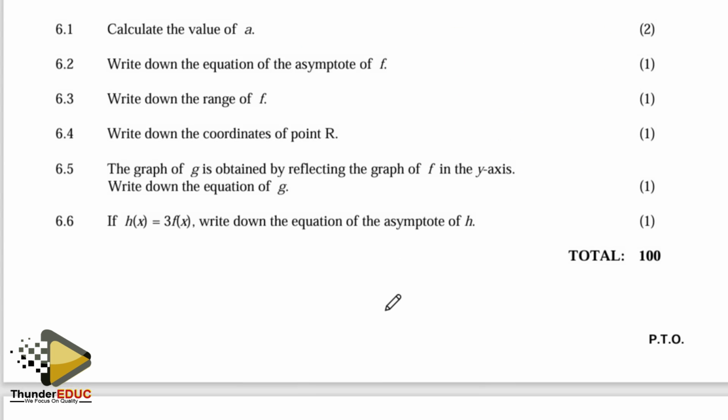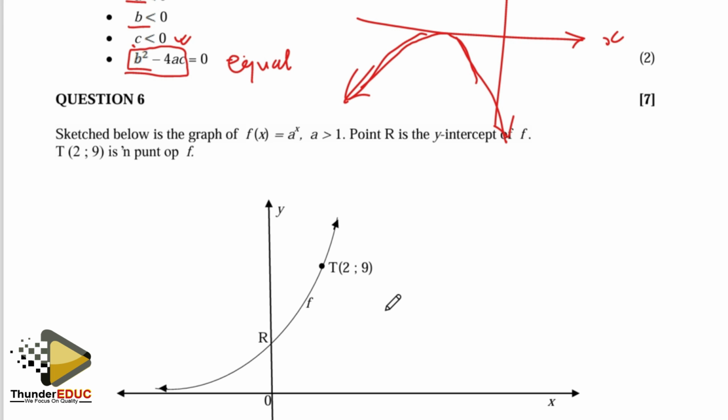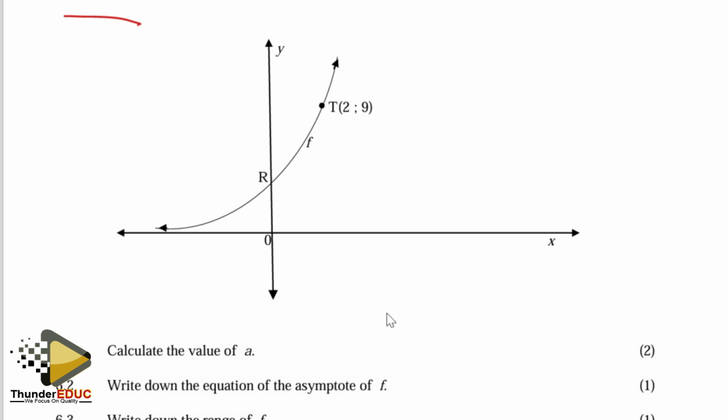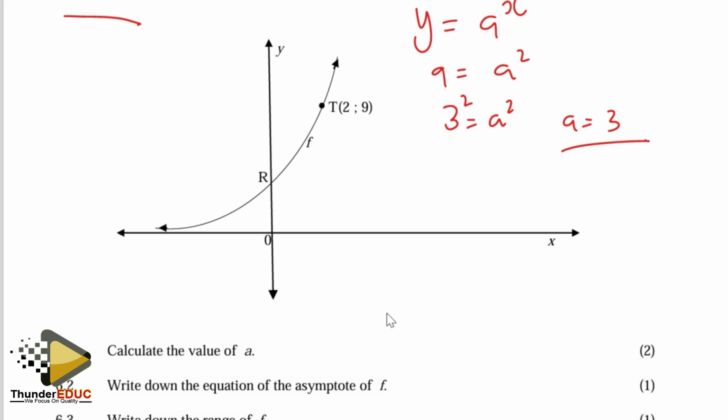Question number 6, which is the last one, telling us to sketch below, is f of x, which is a to the x. So this is an exponential. Point R is the y-intercept of f, which is 9. Okay, perfect. They want us to get the value of a. So just do the substitution. We said f of x is the same as y. So y is equal to a to the x, 9 is equal to a squared. Can we break down the 9 with something squared? So 3 squared is equal to a squared, which means a is 3. Or you can find the square roots. Okay, but this is an increasing graph, so a becomes 3.